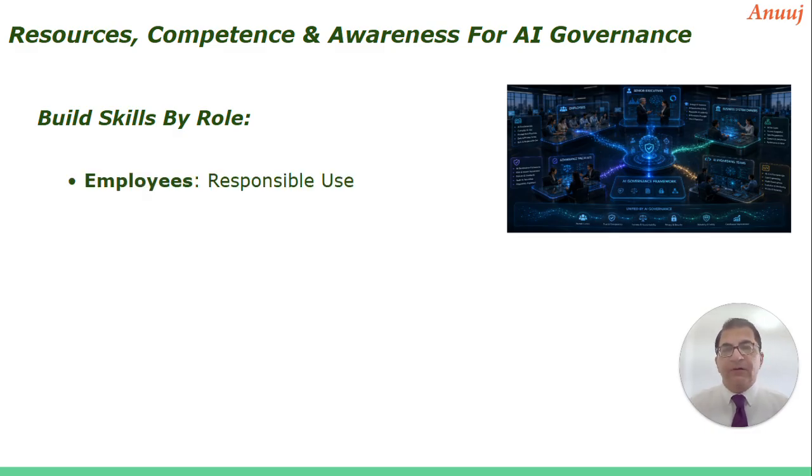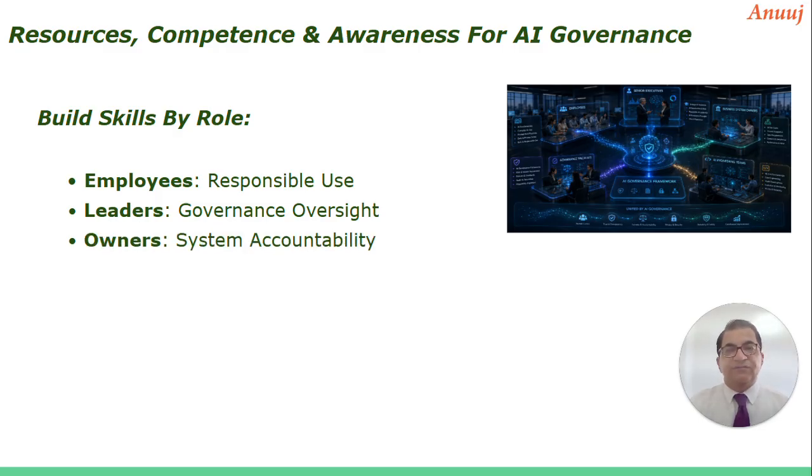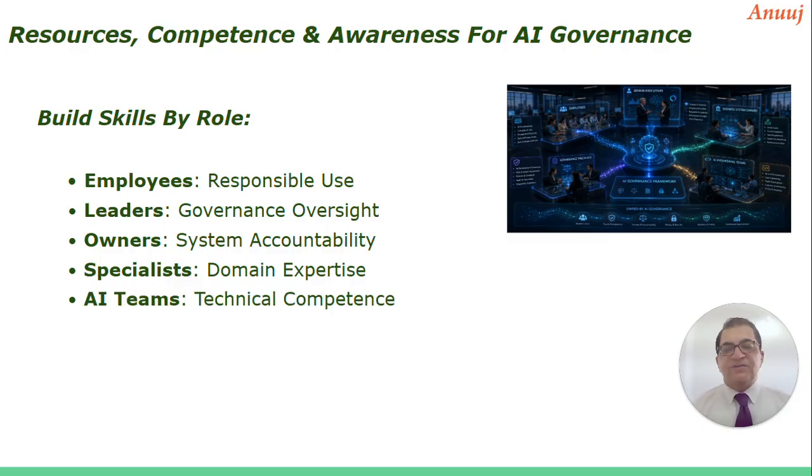Build the skills by role. Your employees should understand the responsible usage of AI. It's very important. Your leaders should provide the governance oversight. Owners should create the accountability. And if the leaders are accountable, they'll definitely provide governance oversight. They would. They'll keep an eye on what AI is doing for the organization.